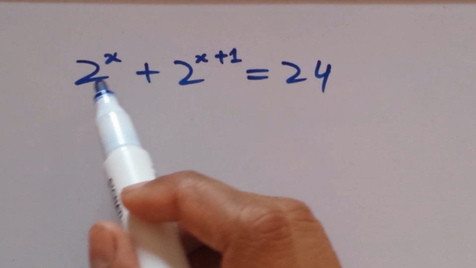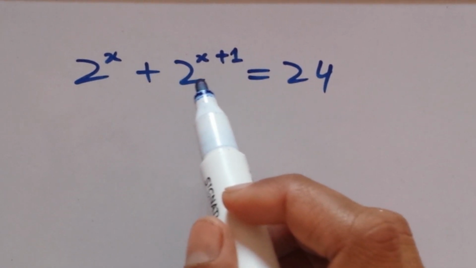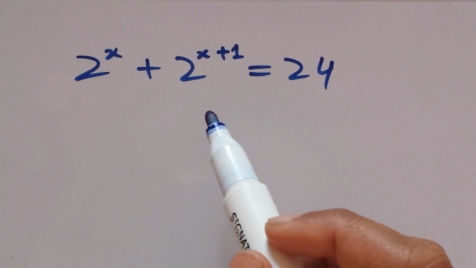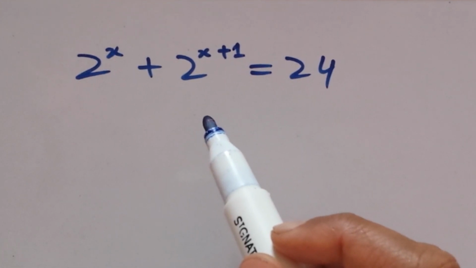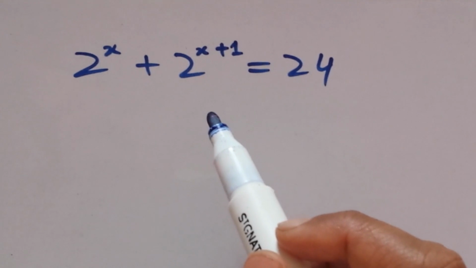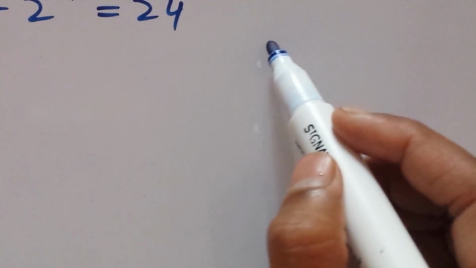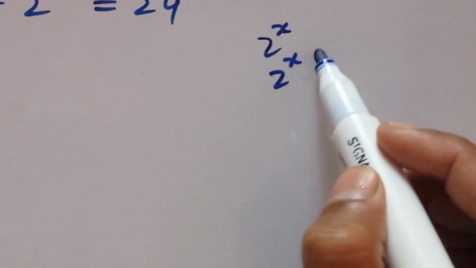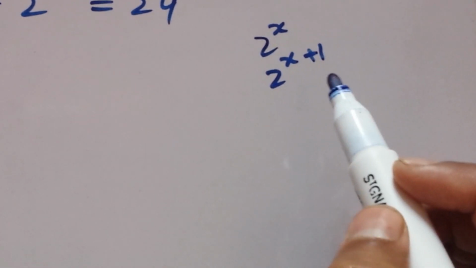We have 2 to the power x plus 2 to the power x plus 1 equals 24. So step 1, understand the structure. We see two exponential terms, 2 to the power of x and 2 to the power of x plus 1.